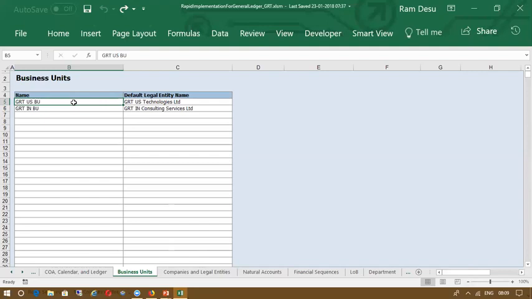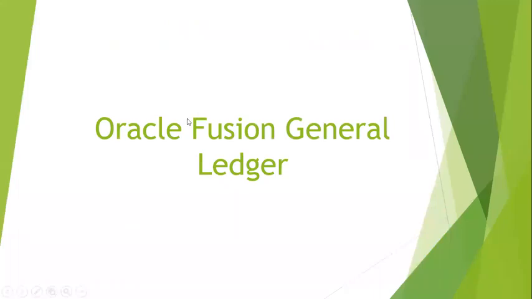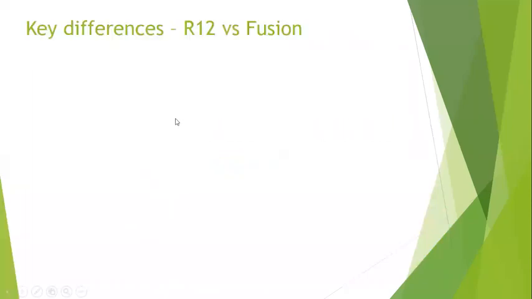Good. So the next part after rapid implementation is we have to go to the manual setups. So one by one, we have to do a manual setup. That will start with the Fusion General Ledger. So here I'm just making it as Fusion General Ledger setups. So we'll start with that.